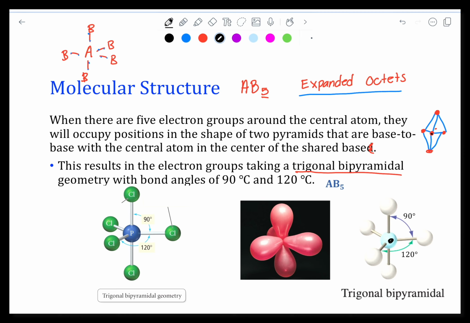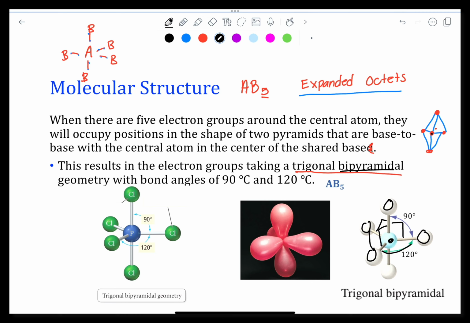So they have 2 different degrees for bond angles. They have 90 degrees, which are going to be between the top one and any of these side atoms. Okay, these are all 90 degrees. And then the angles between all of the atoms that are kind of in the center here is 120 degrees. So we say this is trigonal because we're making triangles, right? And it's bipyramidal because they're in a pyramid shape.